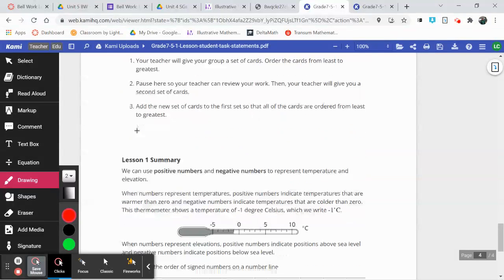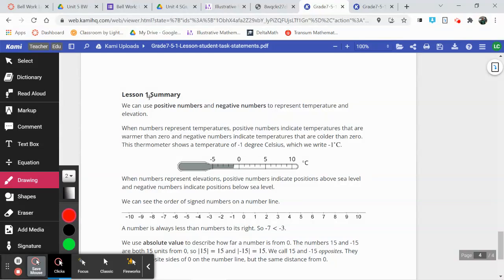All right, so let's look at the summary. We can use positive and negative numbers to represent temperature and elevation, both of which go up and down. Temperatures rise, they get warmer. They fall, they get colder. Elevation, sea level is 0. When we go up, you get higher. When we go down, you get lower. So when numbers represent temperature, positive numbers indicate temperatures that are warmer than 0, and negative numbers represent temperatures that are colder than 0.